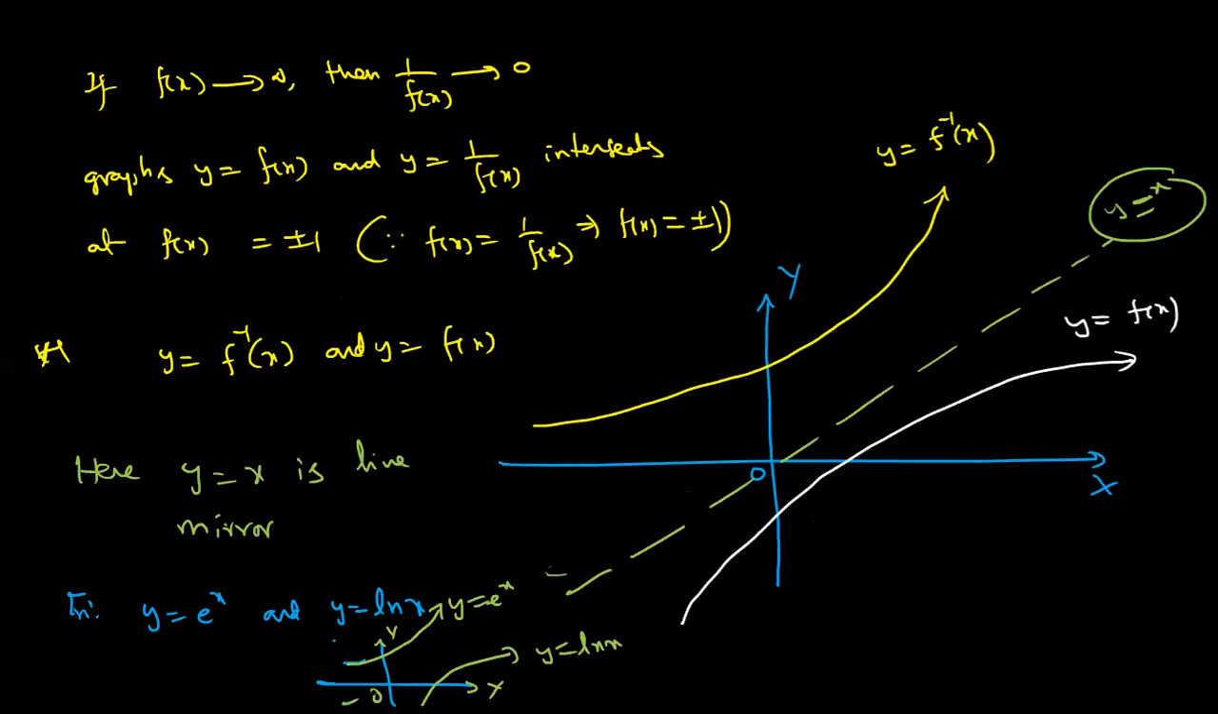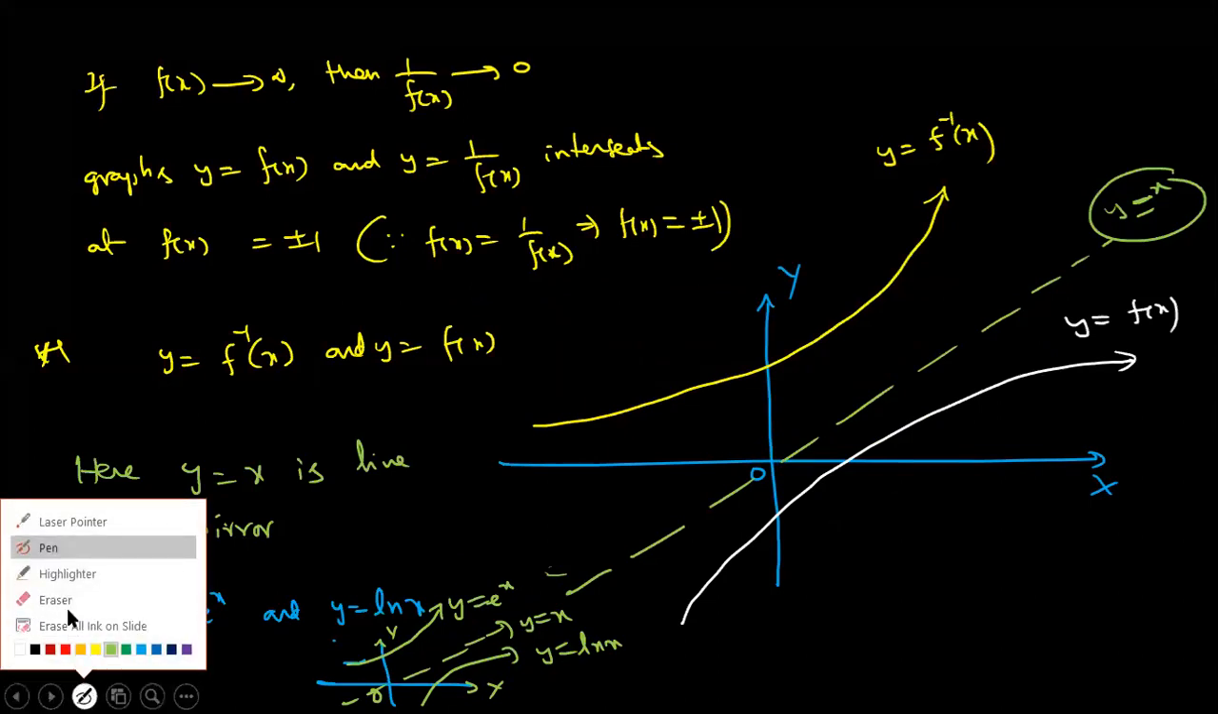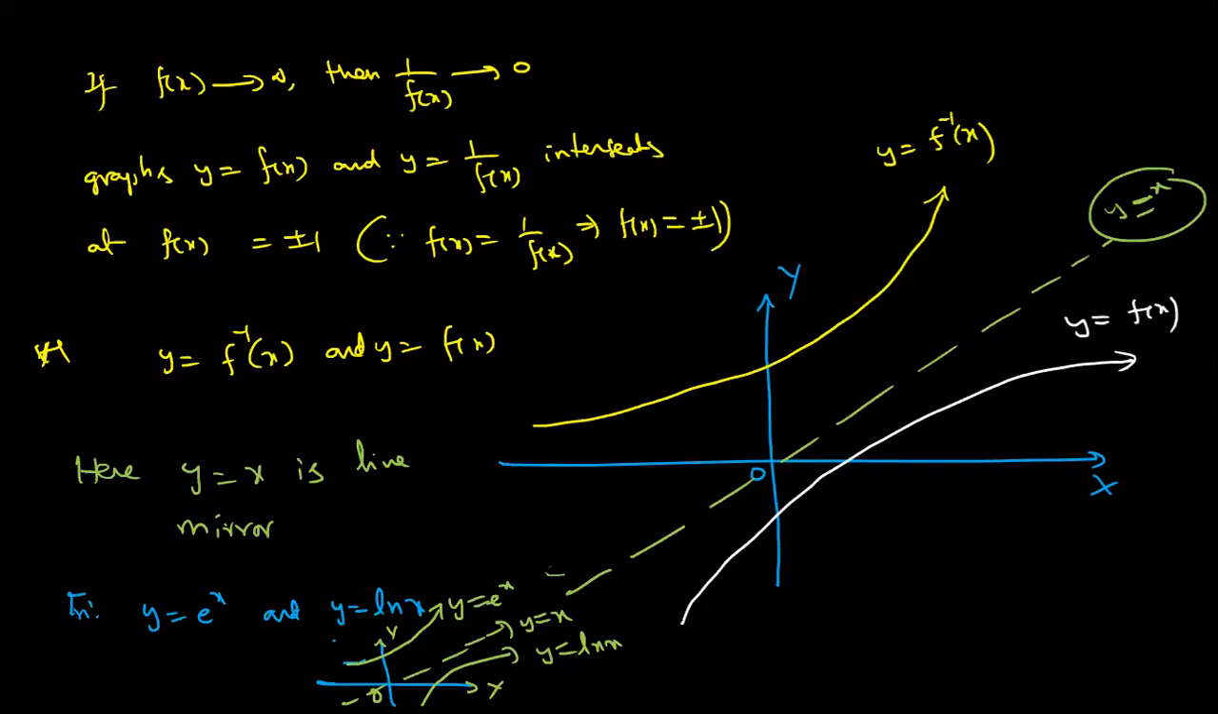So in this case, y is equal to x is what? Mirror image, line mirror. This one behaves as a line mirror. So this concept comes as a special application of derivatives. A number of times we discussed it in coordinate geometry. With the help of this, we are solving a number of questions with this concept. What is that? y is equal to f inverse of x and y is equal to f of x.